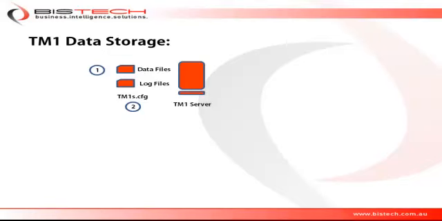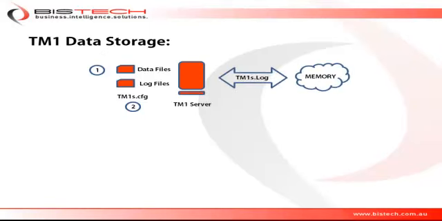Behind each TM1 server you have two folders, the data file folder and the log file folder. We also have a file called the TM1s.cfg, which contains all the parameters for that machine. When we start the TM1 server, all information is stored in memory. And from then on, all changes are logged in a file called the TM1s.log.